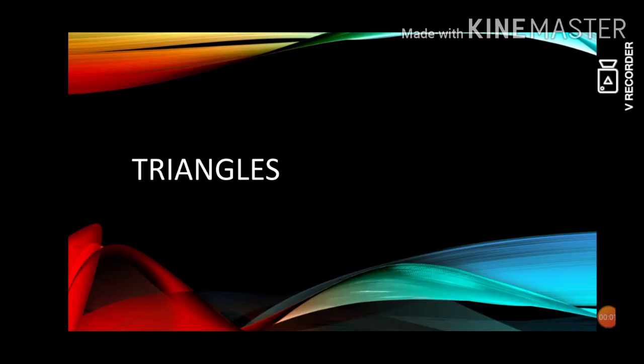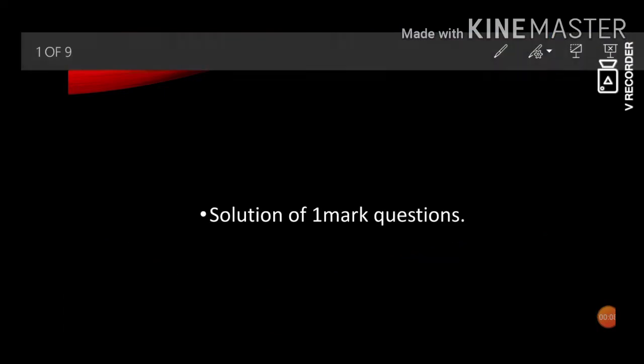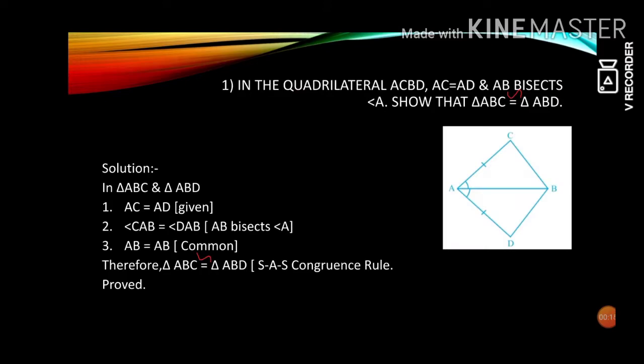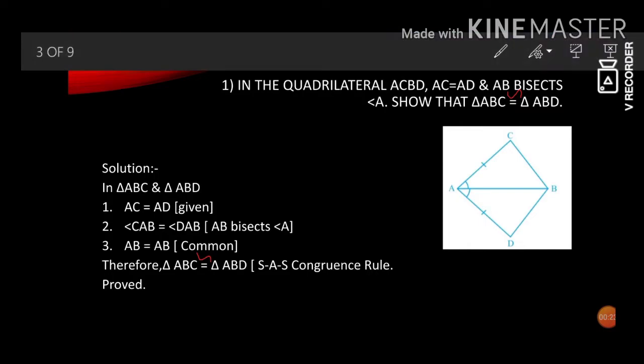Good morning, students. Today we are going to discuss the question answers of chapter triangles. And today's discussion is of solution of 1 mark questions. So the first question is, in the quadrilateral ACBD, AC is equal to AD, and AB bisects angle A. Show that triangle ABC is congruent to triangle ABD.